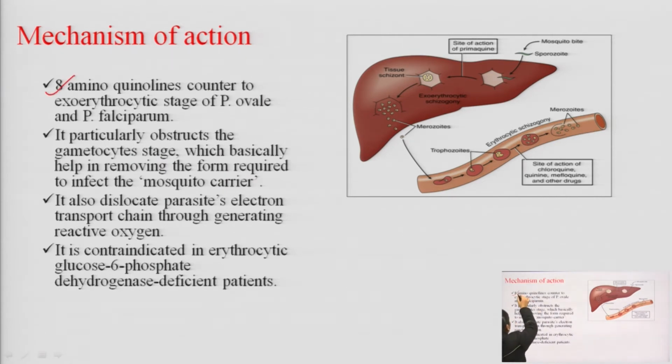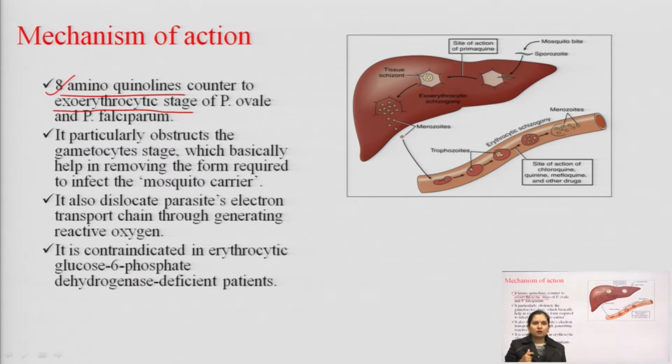We see the 8-aminoquinolines include pamaquine and primaquine. They show their effect at the erythrocytic stage of Plasmodium ovale as well as Plasmodium falciparum. They are effective on the exoerythrocytic stage. What do they do?